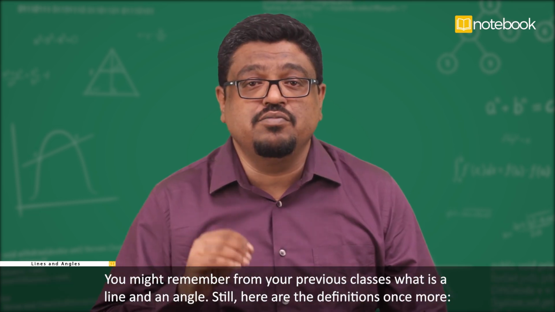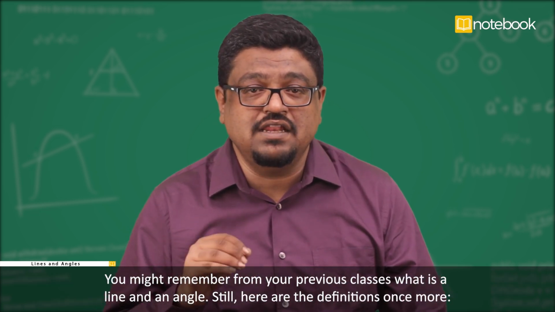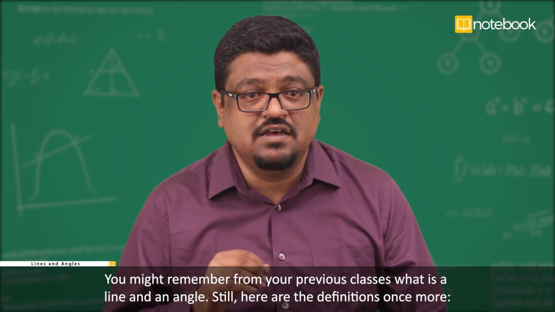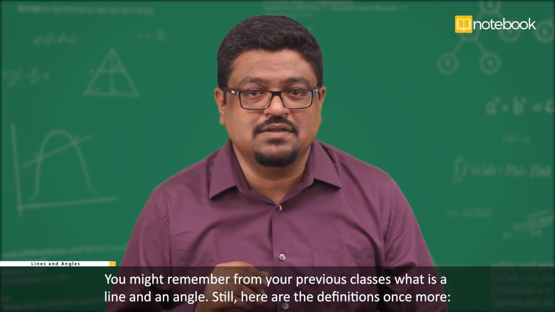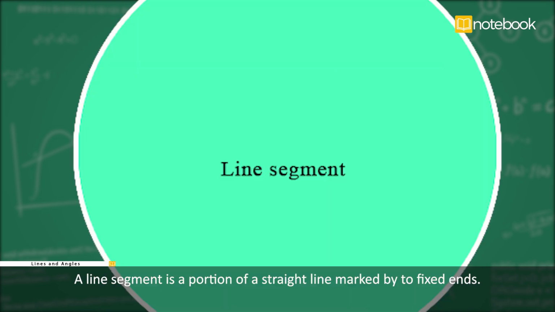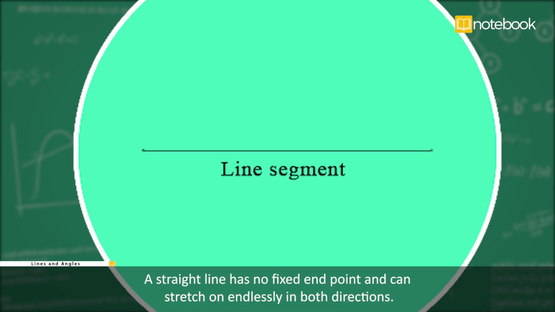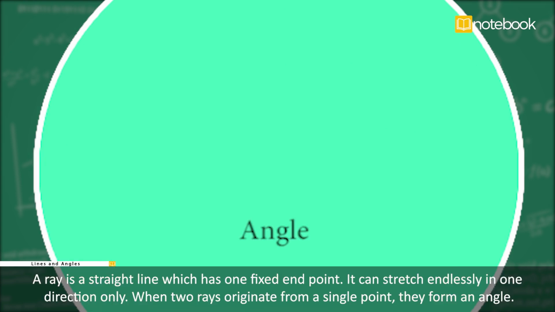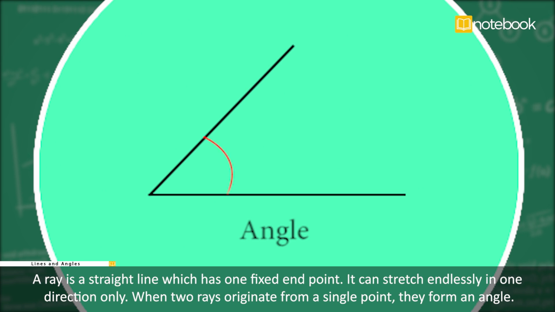You might remember from your previous classes what is a line and angle. Still, here are the definitions once more. A line segment is a portion of a straight line marked by 2 fixed ends. A straight line has no fixed end point and can stretch on endlessly in both directions. A ray is a straight line which has one fixed end point. It can stretch endlessly in one direction only. When 2 rays originate from a single point, they form an angle.